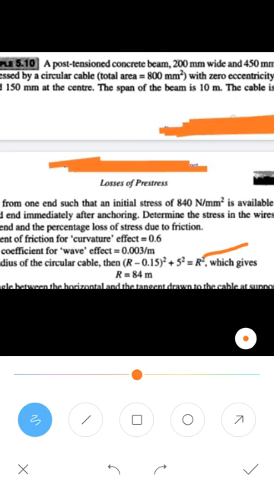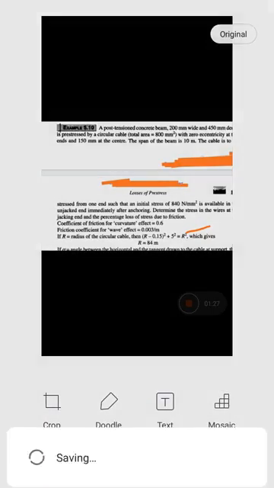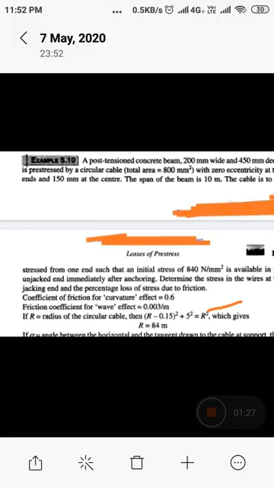So when r is equal to 84, the right hand side is equal to the left hand side. Such that the radius of the circular cable is around 84 meters. This is how you have to find the radius value. Next I will go further.